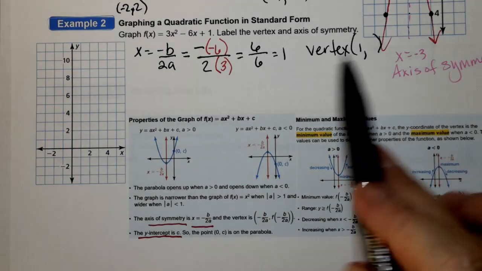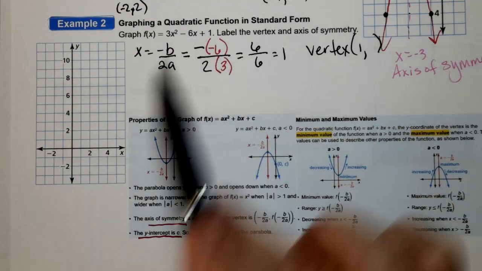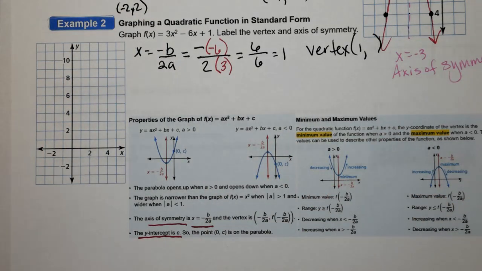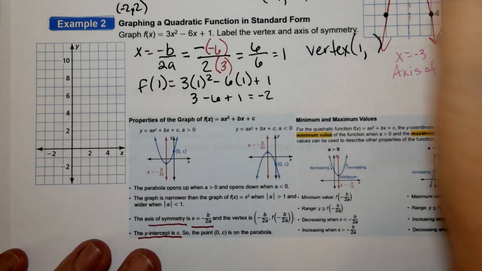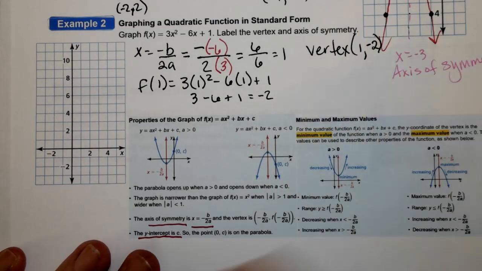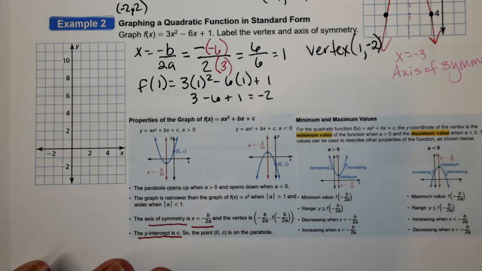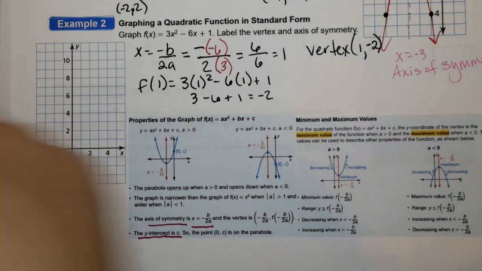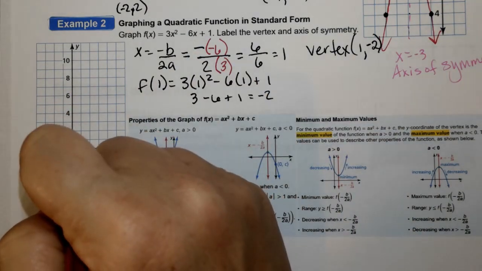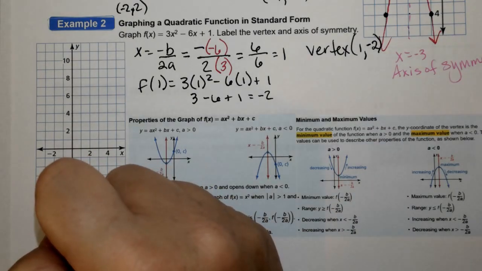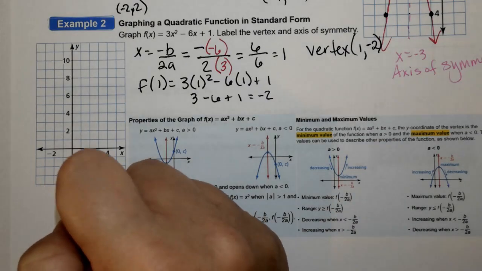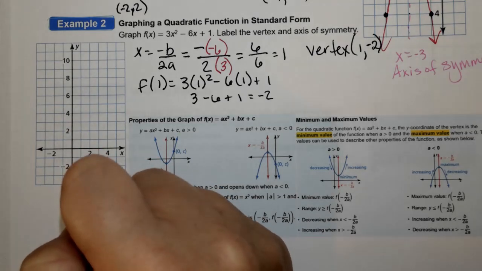So how do we get that something? Plug in 1 into the equation. So I want you to pause the video now and do that. See what you get. And then plot your vertex. All right, so you should have gotten negative 2. So now we know our vertex is 1 comma negative 2. So let's plot that. All right, and it says label it. So let's label it. We have 1 comma negative 2, vertex.